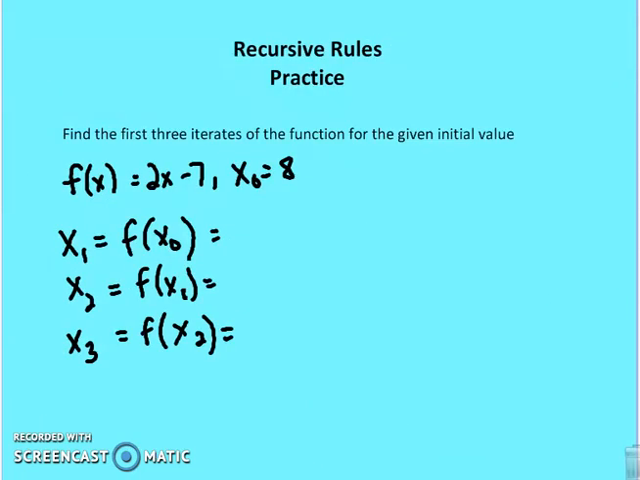All right, so I want you to find the first 3 iterates of the function for the given value. And that'll be it for this edition of Otten Math. All right, you'll see x sub 0 is 8. 2 times 8, 16 minus 7, 9. 18 minus 7, 11. 22 minus 7 is 15.